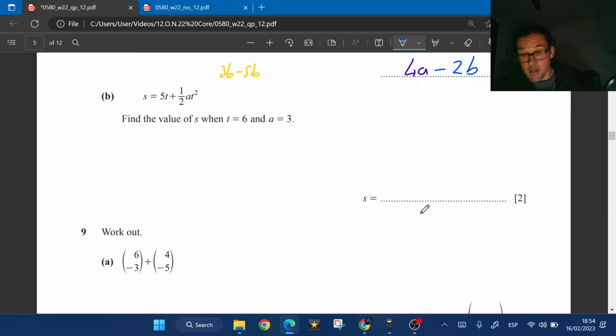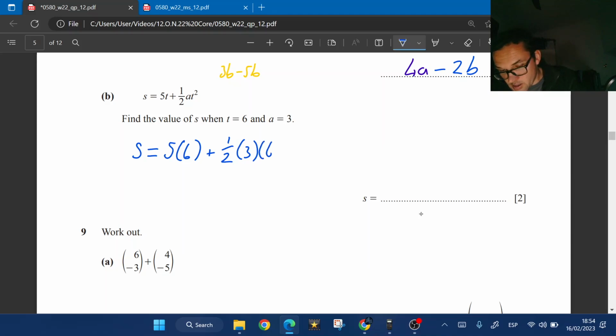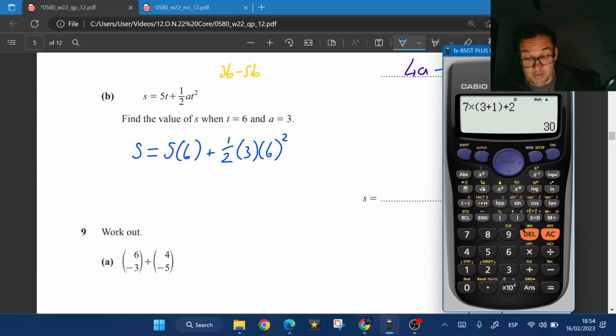Question 8b. Find the value of s when t is 6, a is 3. This is simple substitution. So let's write the equation again. S equals 5. And in brackets we put the value of t, which is 6. So it's 5 times 6 plus a half. A is 3, so in brackets we put 3. T is 6, in brackets we put 6. And then put the square out there. You don't have to use brackets, you could put times in between the values as well. It's just brackets is always safer, especially if there's negative numbers.